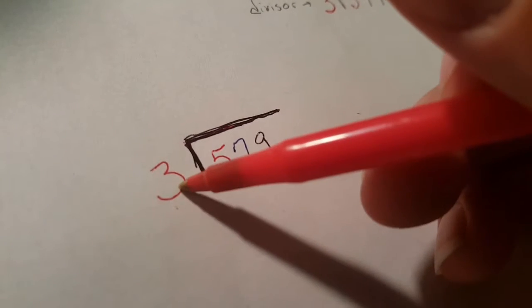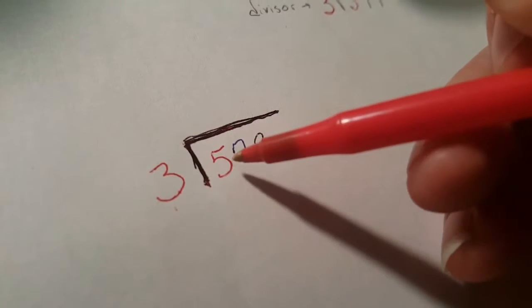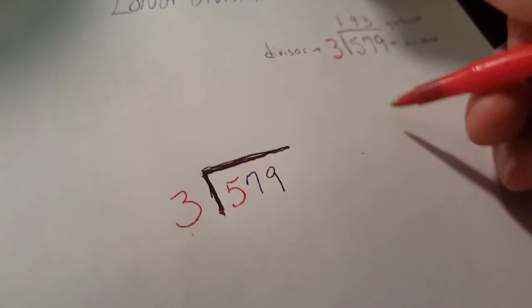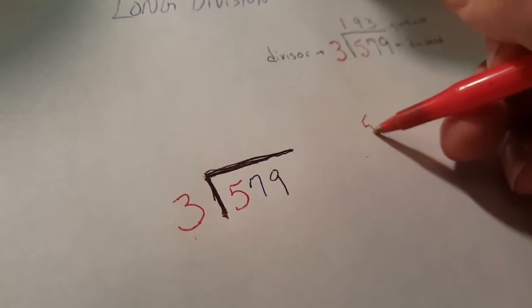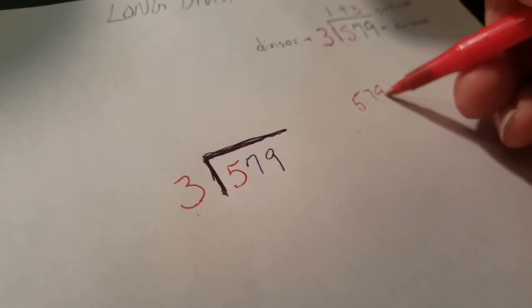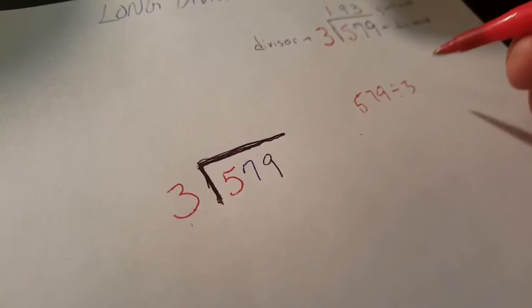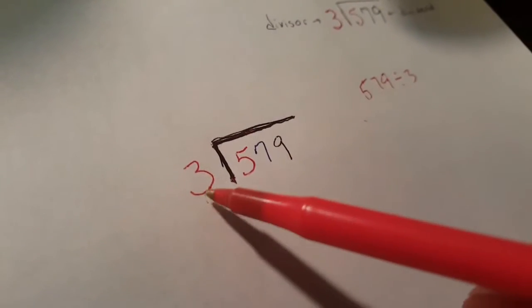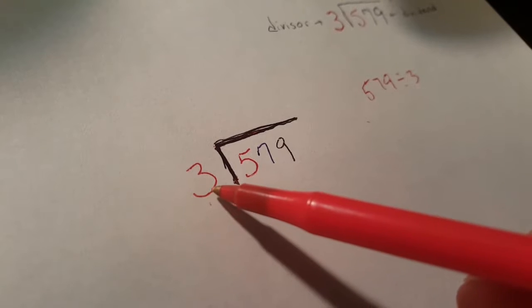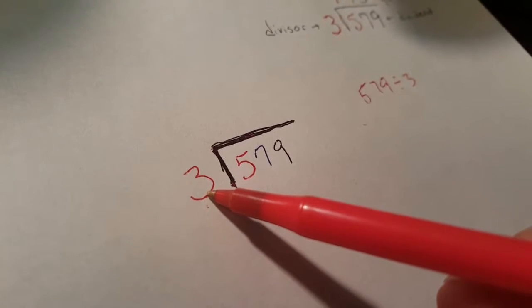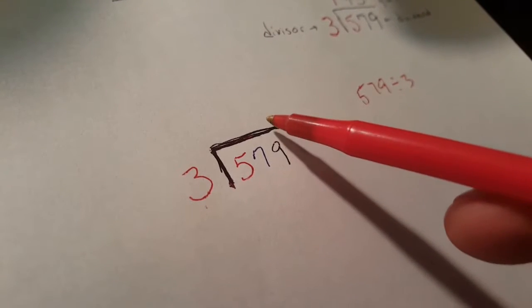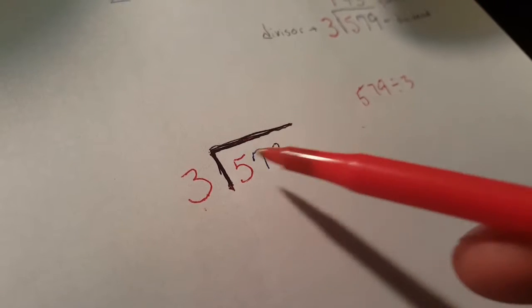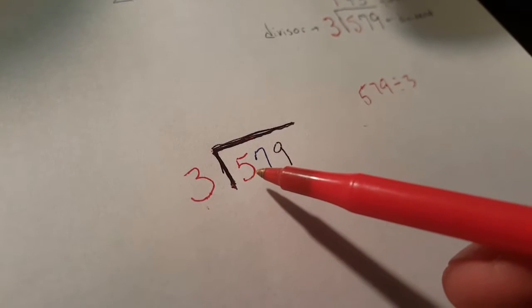And what we say is, how many times does 3 go into 579? Another way to write that is 579 divided by 3. So in this form, we do 3 goes into 579. I don't know how many that is, so I got to break it down into smaller parts.